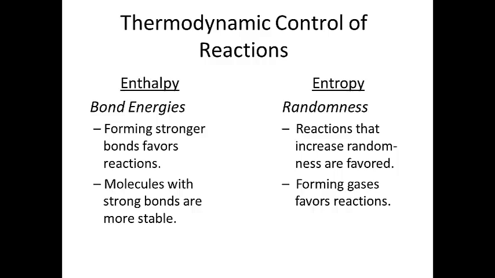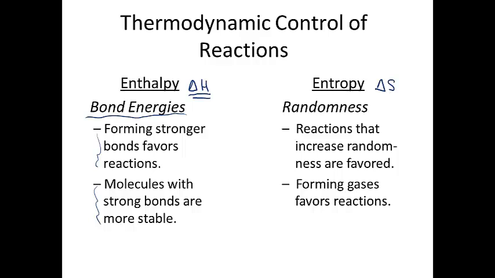So for thermodynamic control of reactions, there are two parts to this. One is enthalpy, which mainly has to do with bond energies. And the idea is that forming stronger bonds favors reactions, and molecules with strong bonds are more stable. In enthalpy, remember, enthalpy change is delta H. So delta H is part of what controls reactions, but not entirely. The other thing that controls reactions is entropy and entropy change. Entropy gets a symbol S, and entropy change is delta S.